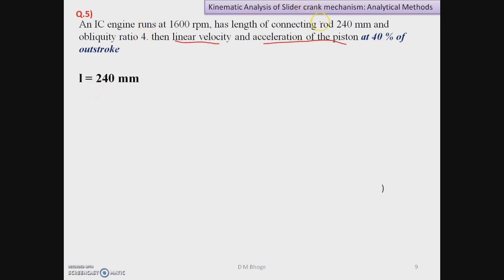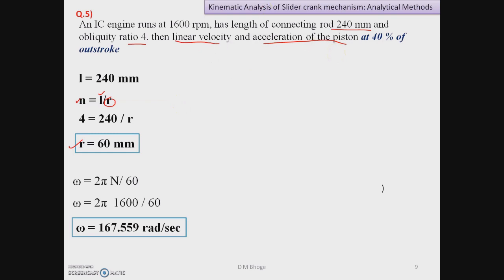So length of connecting rod is 240 millimeters. Obliquity ratio is given as 4. So we have n equals 4, L equals 240, so we can determine R. So R is 60 millimeters. Engine speed is 600 rpm. So in radian per second, omega equals 167.559 radian per second.